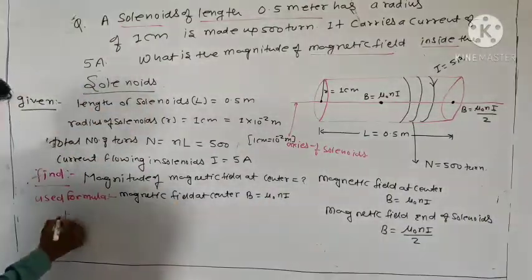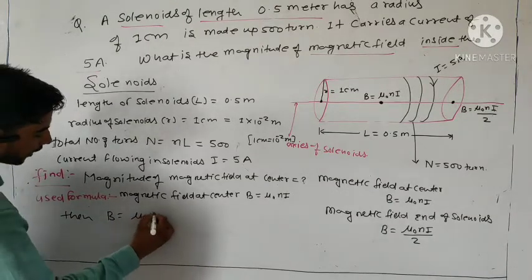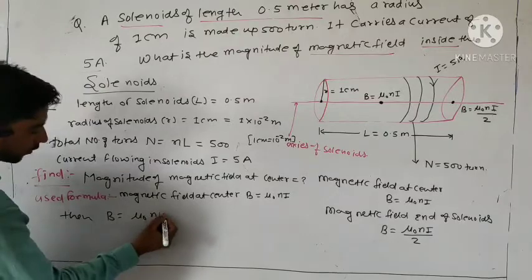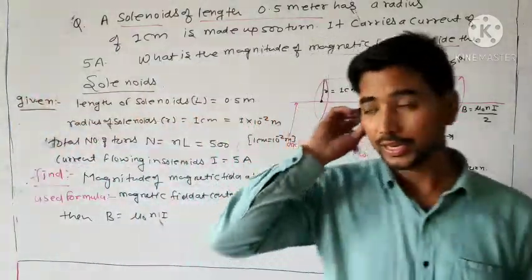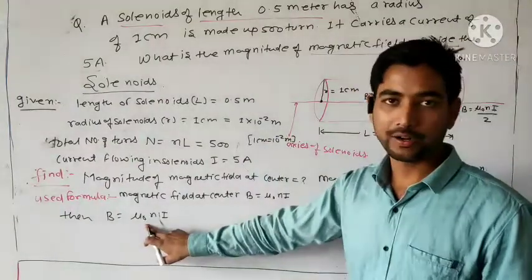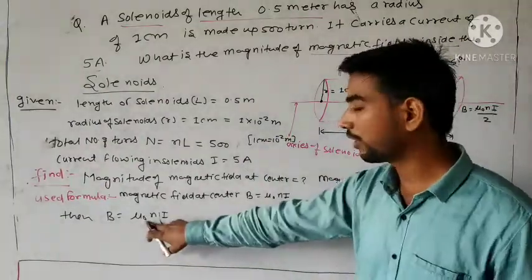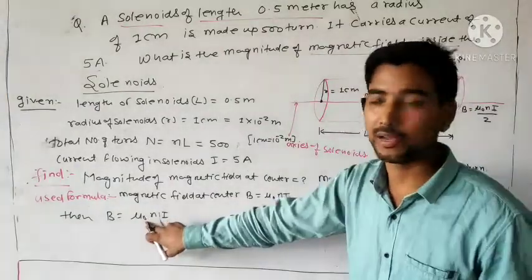To solve, we have to use B is equal to mu 0 n I. Here in the question, mu 0 is the permeability of medium. The mu 0 value is not given, so you have to convert it into the standard value.